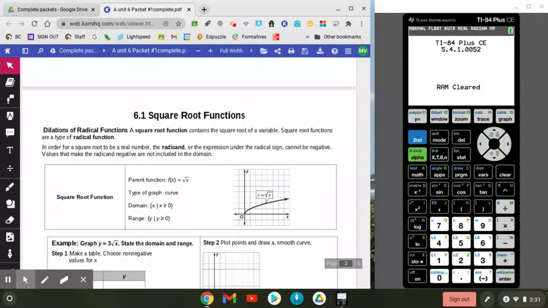So this is our first graph we've had where the domain is not all real numbers. A parent function is the simplest form. So the parent function is the square root of x. The graph looks like this, where it's a curve, and our domain has to be greater than or equal to 0. X has to be. And range is also greater than or equal to 0.